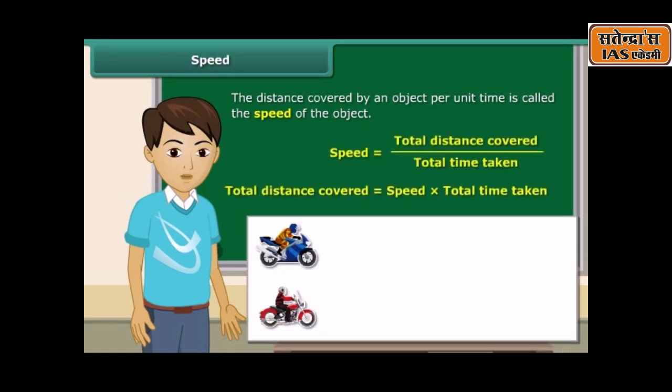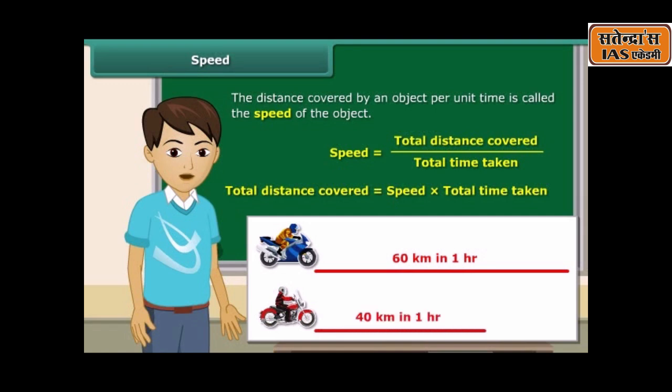Suppose your brother claims that his motorbike is faster than his friend's. His friend denies. You know that your brother's motorbike covers a distance of 60 km in an hour, whereas his friend's bike covers 40 km in 1 hour. Let us now check the claims of your brother and his friend. The speed of your brother's bike is 60 km per hour, and that of his friend's bike is 40 km per hour. Your brother's bike is certainly faster than his friend's because its speed is greater.